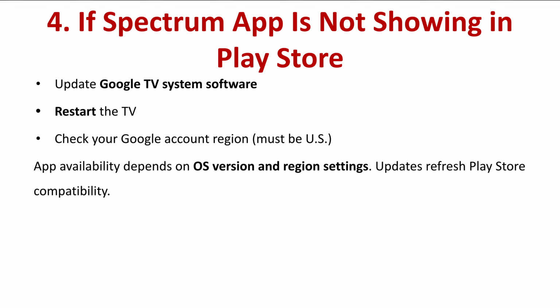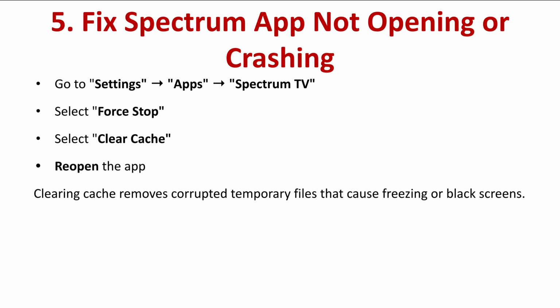Then if Spectrum app is not showing in Play Store, update Google TV system software, then restart the TV. Check your Google account region, must be US. App availability depend on OS version and region settings. Update refresh Play Store compatibility.